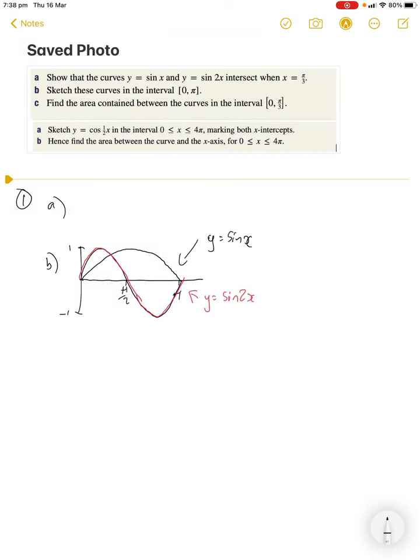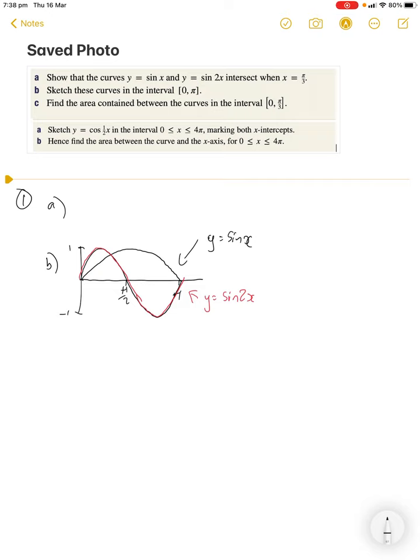Right, let's look at some of these questions involving trig and the area underneath a curve. I'm checking that the microphone's on, so we're good to go. So, I'm going to show that these curves intersect at this point.